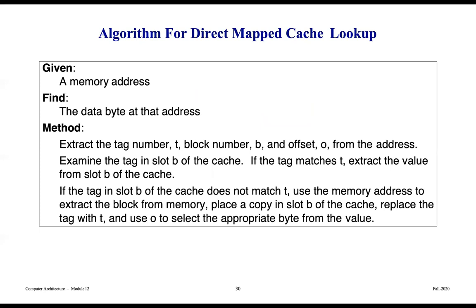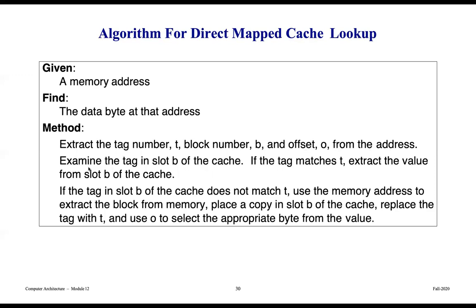So here we have an algorithm for direct mapped cache lookup. What are we given? We're given a memory address. The thing we're trying to find is the data byte at that address. And the method is to extract the tag number T, block number B, and offset O from the address.